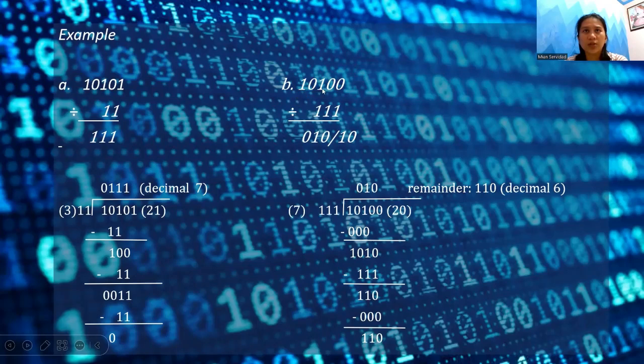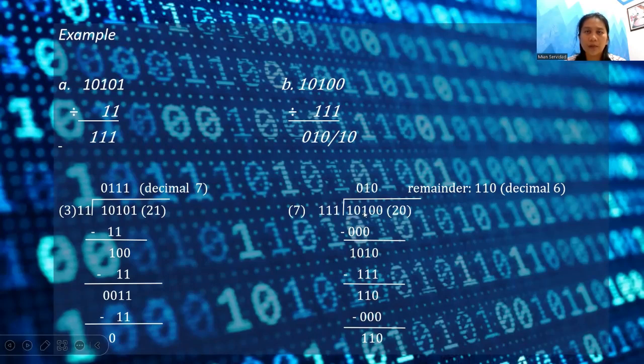Next is letter B, 10100 divided by 1010. So here, just like example letter A, we multiply. Since the divisor is greater than the dividend, we put 0 in the quotient, so 0, 0, 0.